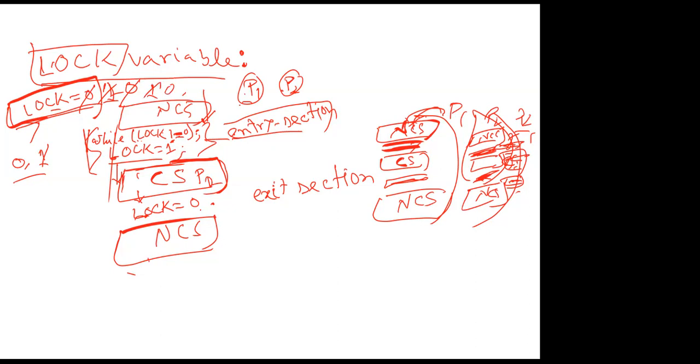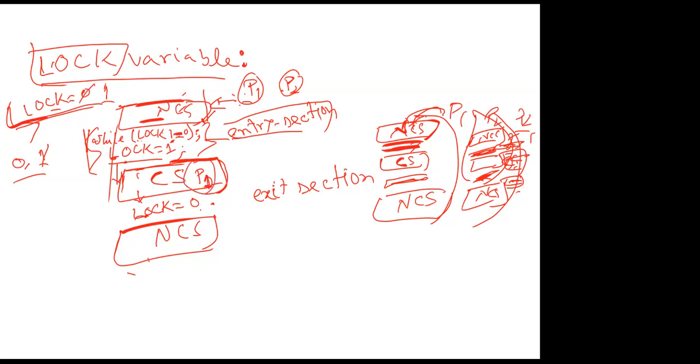Now let's check some other conditions. Let's see, at first the lock value is 0, initially the lock value is 0. Process P1 is scheduled by the operating system, and it's trying to execute its code. So it executes the non-critical section, and as the lock is 0, it will make this lock now 1.